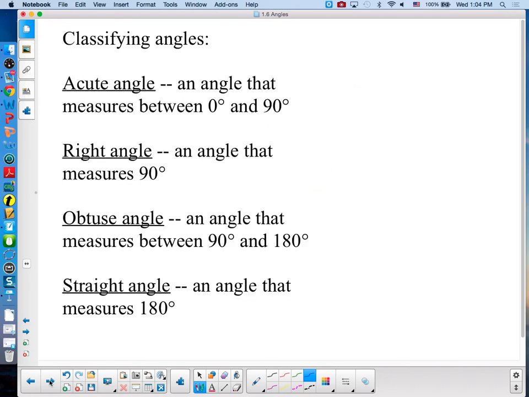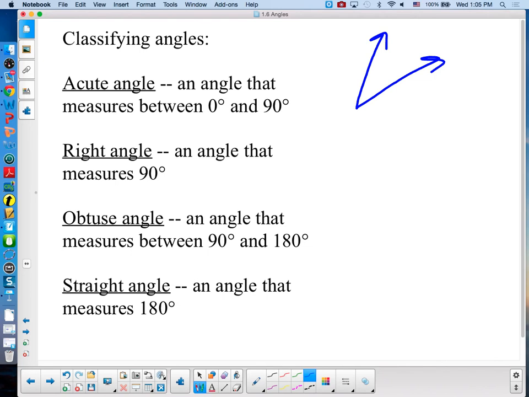Okay, we can classify angles. Now you've measured them. You're going to classify whether it's right, acute, obtuse, or straight. An acute angle, those are the small angles. If an angle measures between 0 and 90, if you had a 0-degree angle, there's really no angle. But if it's 0 to 90, it would be an acute angle. So the acute angles are small. They're not very far rotated apart.